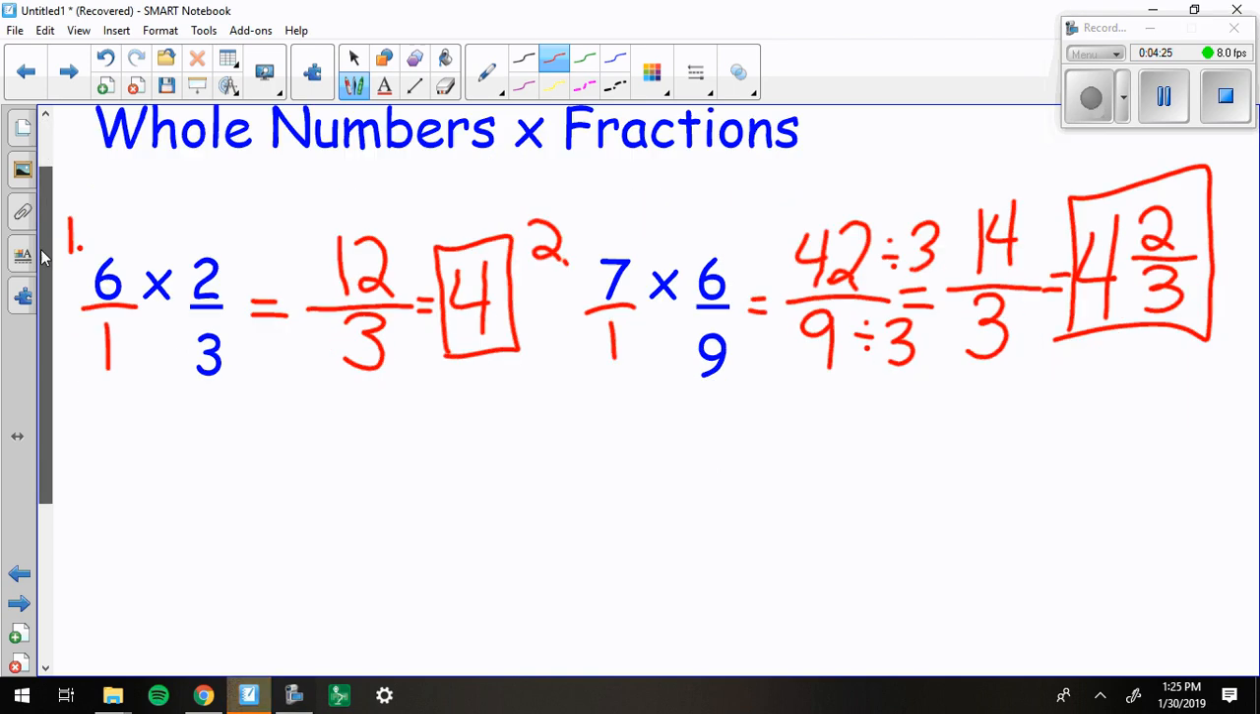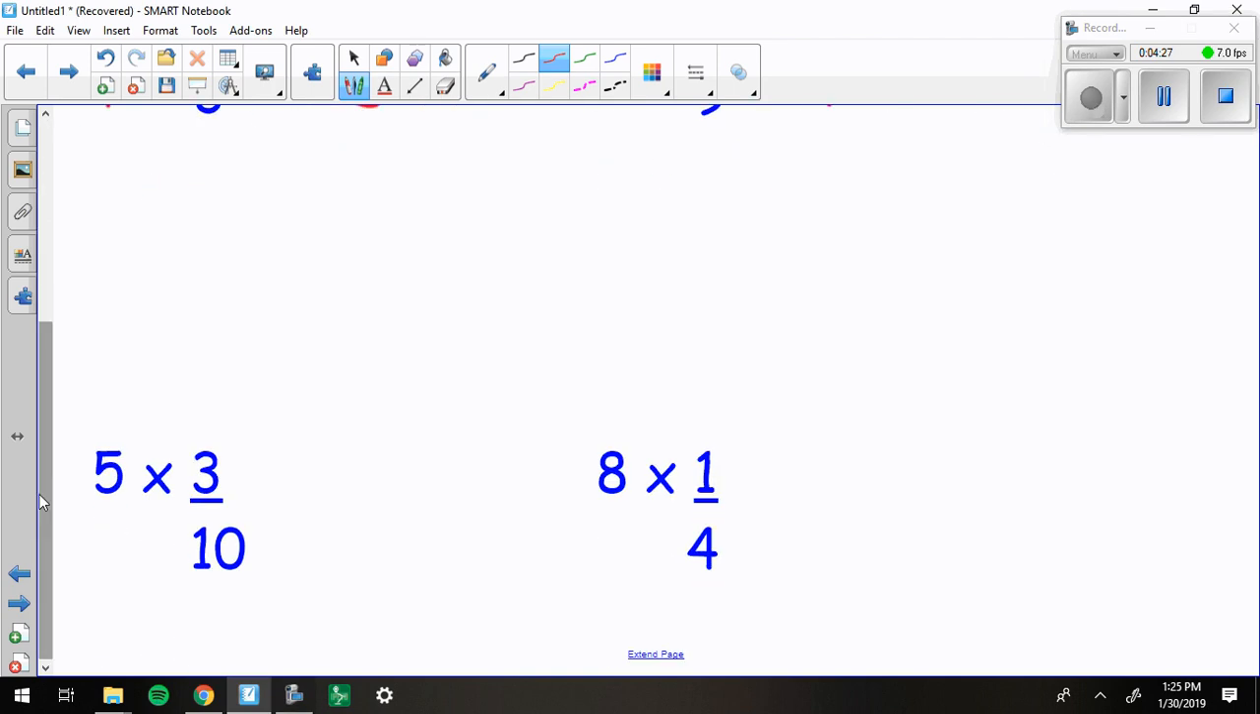All right. Look down at these. Try these 2 on your own. Remember, what is our denominator for a whole number? Put that denominator in, multiply numerators, multiply denominators, and then come back with your answers. 3, 2, 1. Pause.